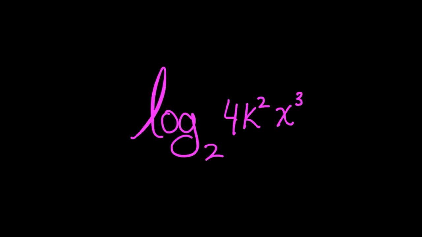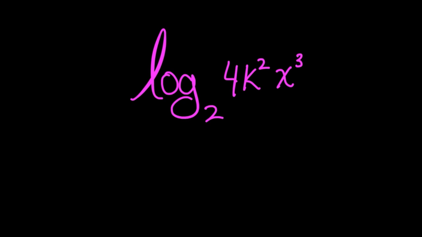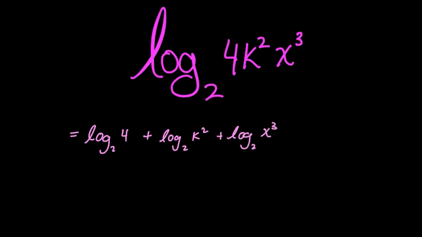I have log base 2 of 4k squared x cubed. I can immediately take notice of the fact that I have a product inside of my log. I have 4 times k squared times x cubed. So I can break this up into 3 logs. So now I could rewrite this as log base 2 of 4 plus log base 2 of k squared plus log base 2 of x cubed. So this is my first step.